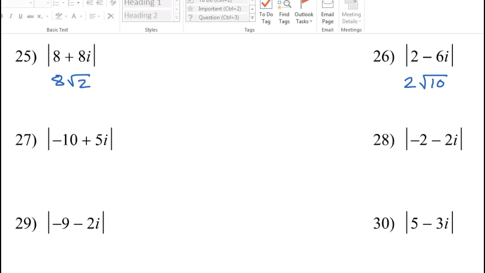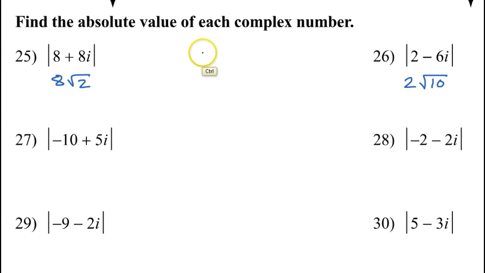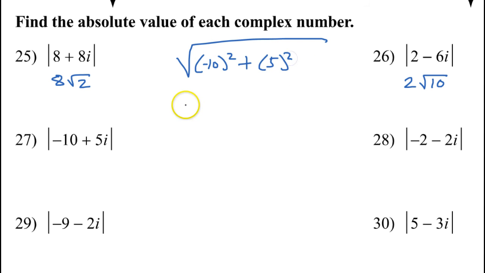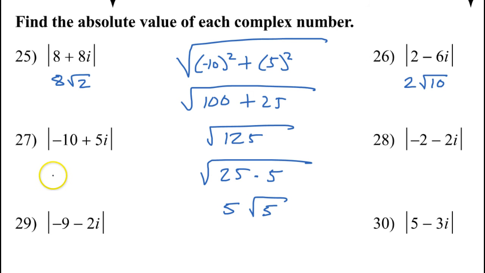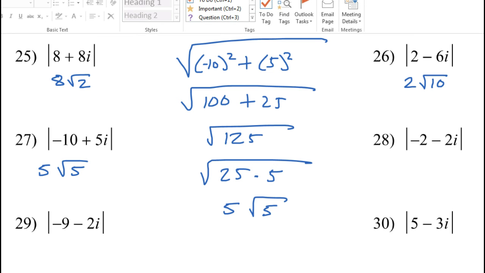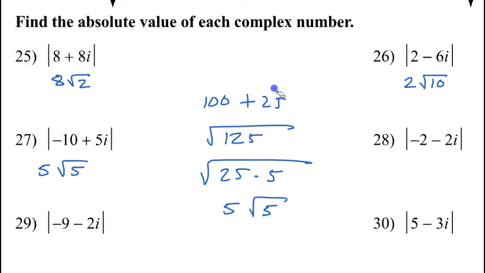Okay. Next, number 27. So this is going to be the square root of -10 squared plus 5 squared. So that's going to be the square root of 100 plus 25. So that's the square root of 125. Well, 125 is 25 times 5. So the square root of 25 is 5. So that's why I will have 5 radical 5. So that's the answer for number 27.